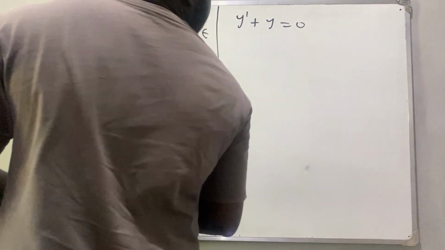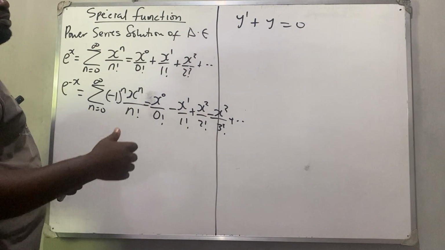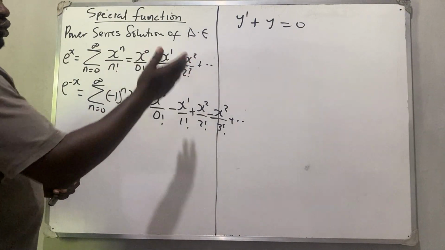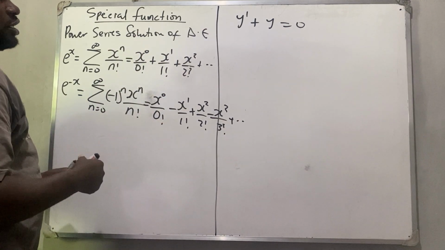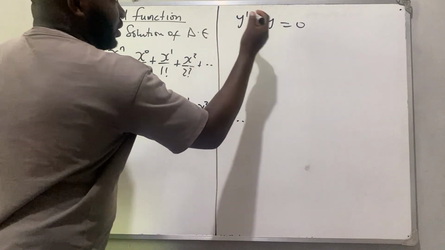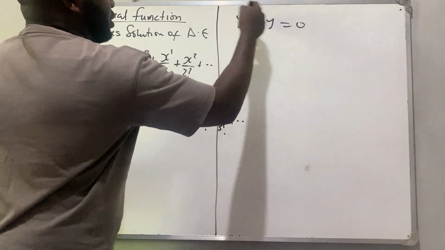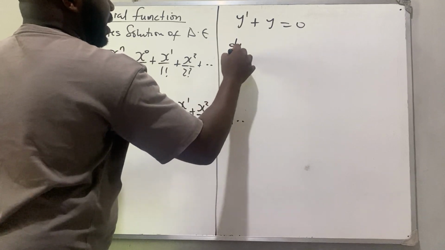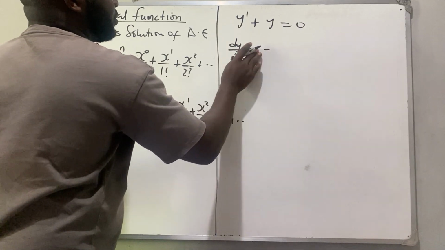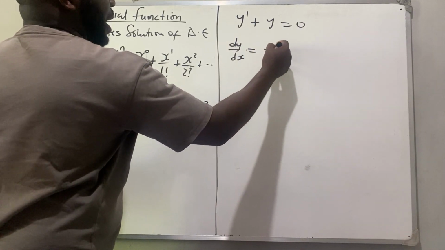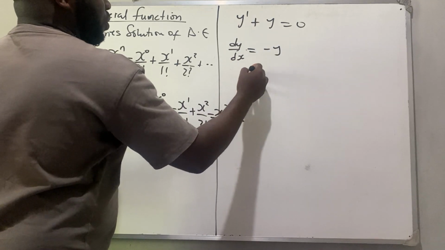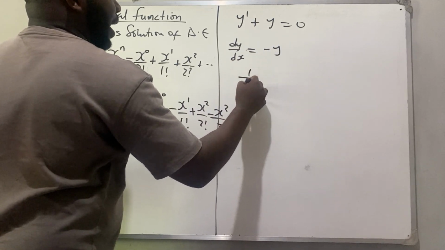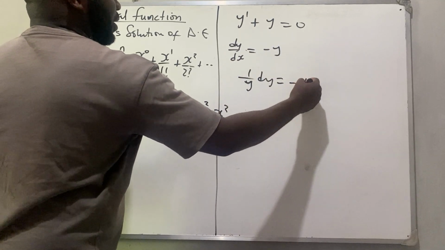To do this by either separable method or by linear equation, you know that this is a first order linear equation. So any method you like, but the easiest method is by separating it. Separating this, I'm going to have that dy/dx is equal to minus y, right? So therefore 1 over y dy is equal to minus dx.